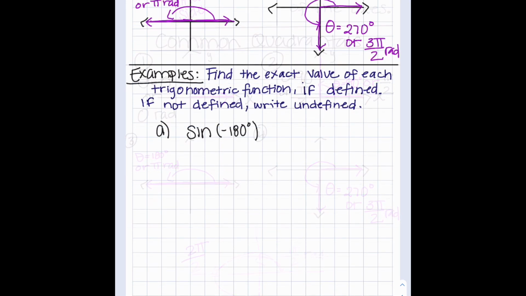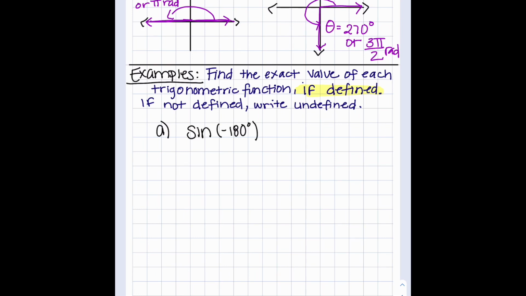All right, the example. So all they're going to give you is something like this, sine of negative 180 degrees. They're not going to ask for all 6 trig functions. They're only going to ask you for one. But the directions are find the exact value of each trigonometric function if defined. If not defined, write undefined. I'm going to highlight this if defined part. So really quick, what they mean by that is, for instance, let's say that you run into a situation where you have 0 in your denominator. That's not a definite answer. That's undefined. So then your final answer would just be undefined.